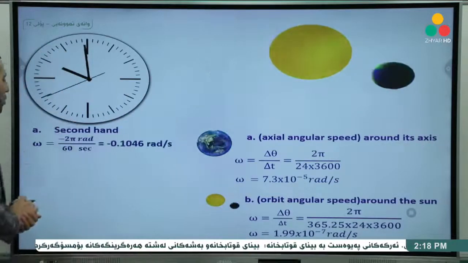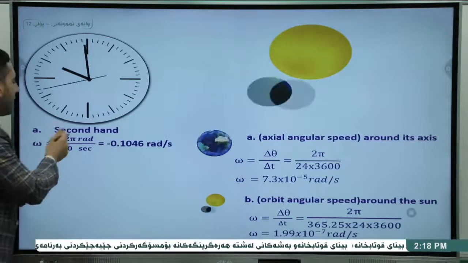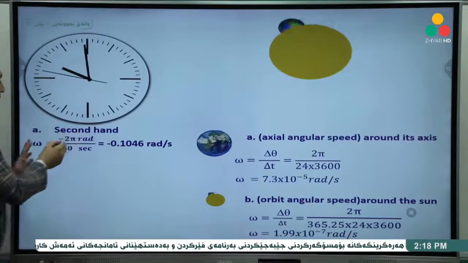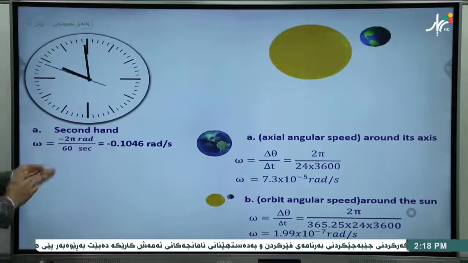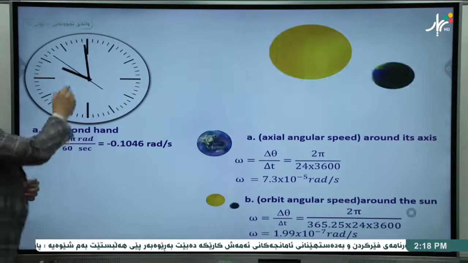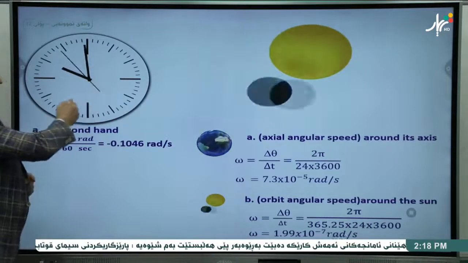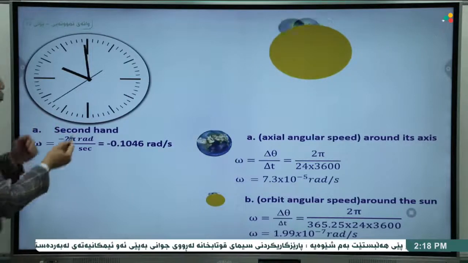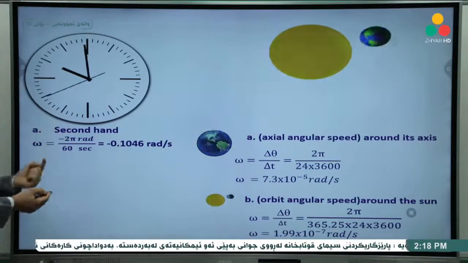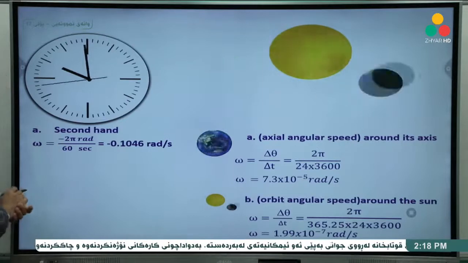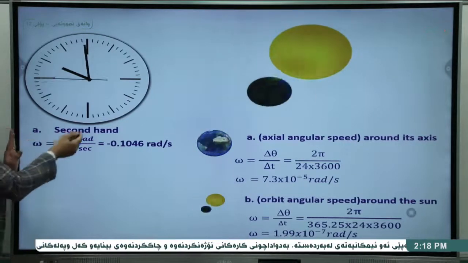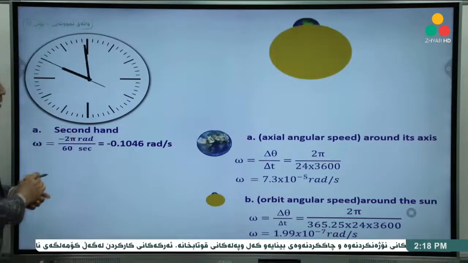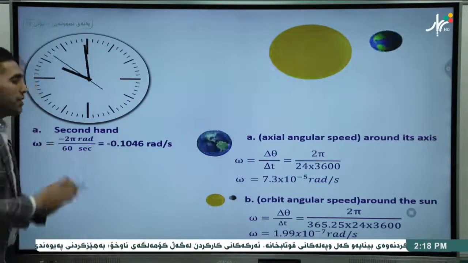And for the clock, we talked about the second hand. For one revolution, the angular displacement is equal to negative 2 pi. Why negative? Because its direction is clockwise. For the second hand, the time is equal to 1 minute, 60 seconds. The angular speed of the second hand is equal to negative this number rad per second, and this is constant.